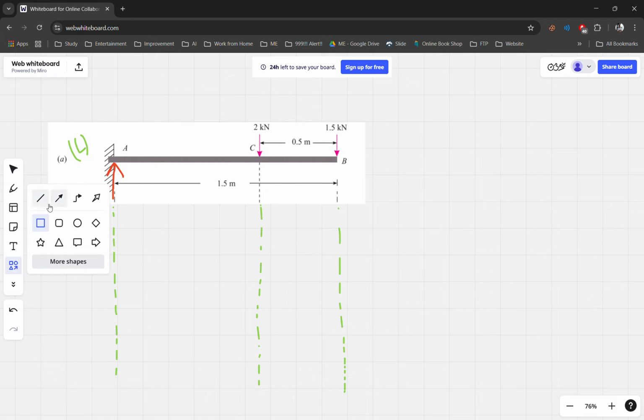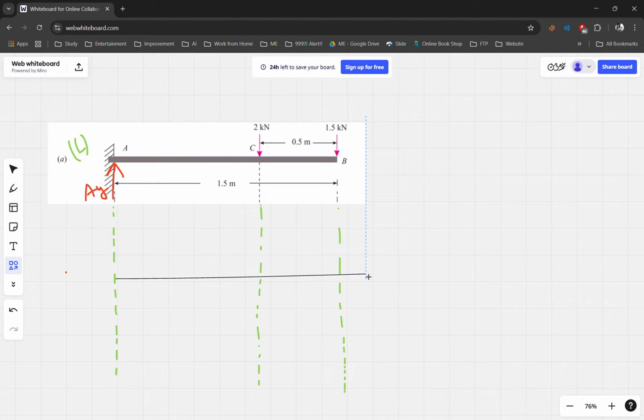Okay, so this is our line, and now we have to determine the value of Ay, and then go forward in determining the shear stress diagram.